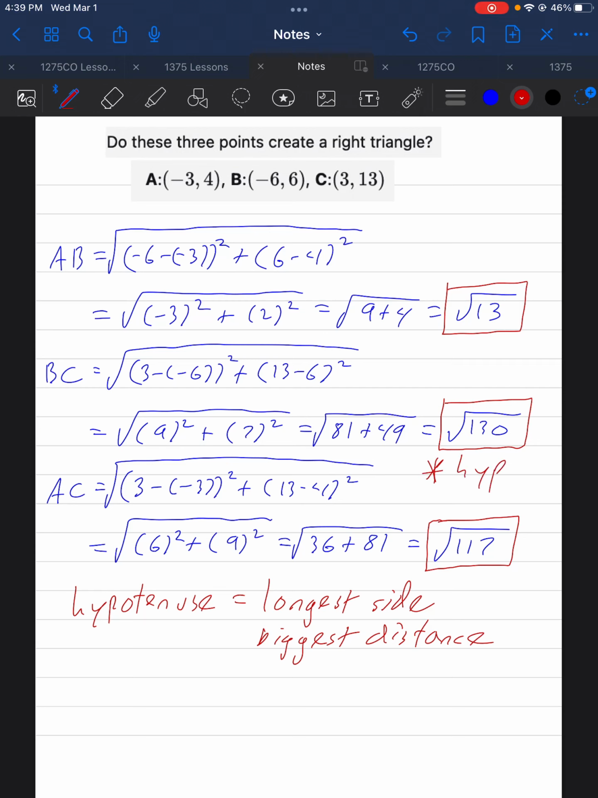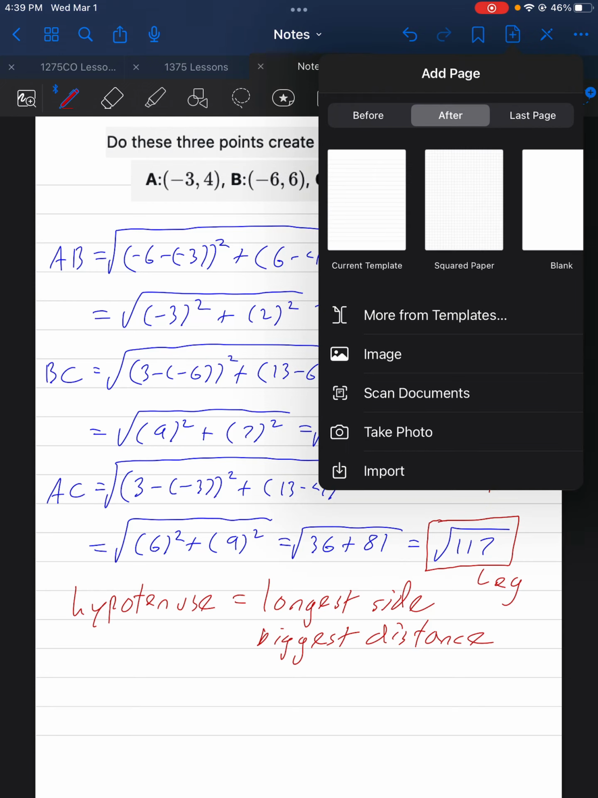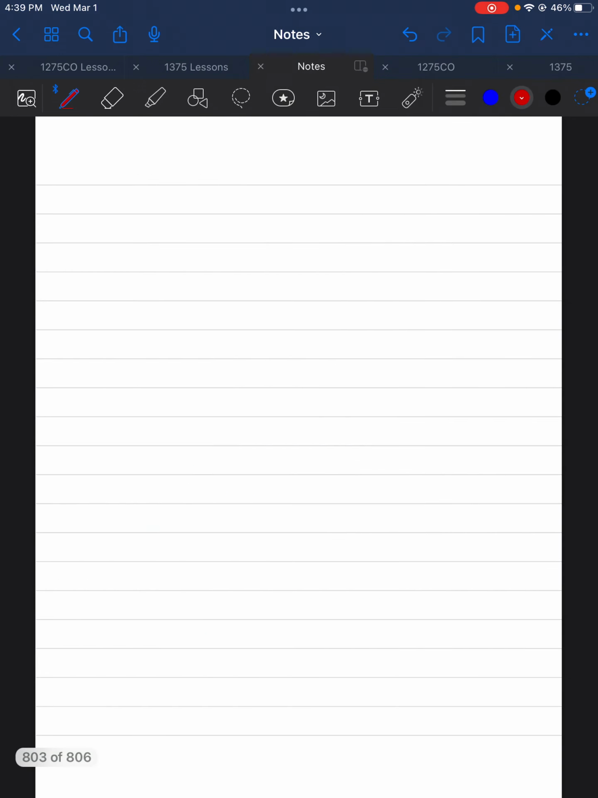So this is what we can mark as our hypotenuse. And if this is our hypotenuse, that means our legs are those two sides. So let's determine whether these three sides actually satisfy the Pythagorean theorem. A squared plus b squared equals c squared. Again, leg squared plus leg squared equals hypotenuse squared.